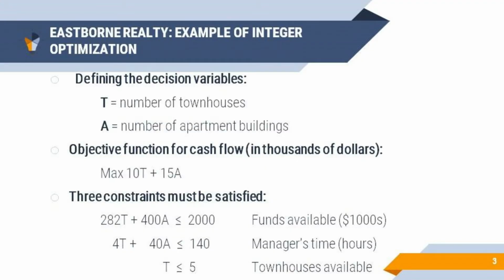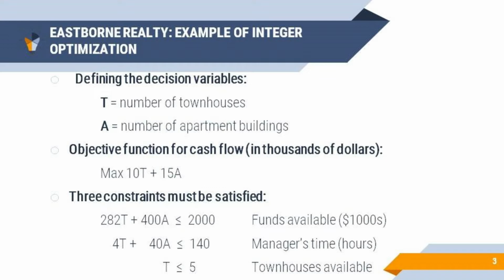I will be discussing an example of integer optimization, which is the Eastbourne Realty. First, let's define our decision variables. We're going to use T to represent the number of townhouses, and we're going to use A to represent the number of apartment buildings.